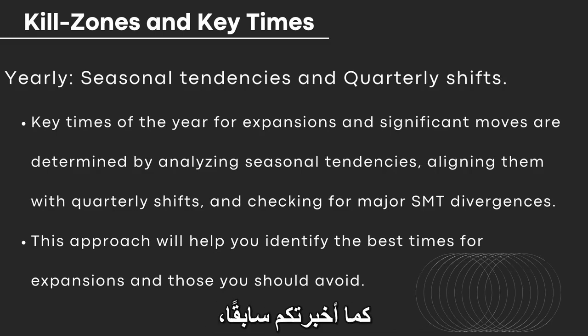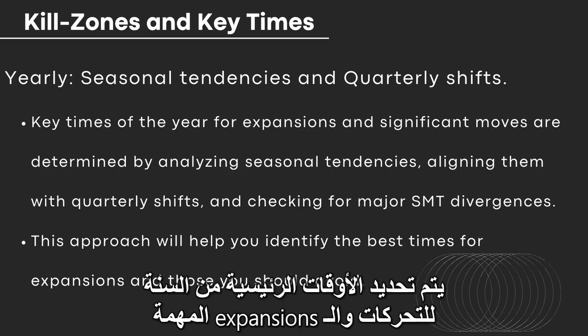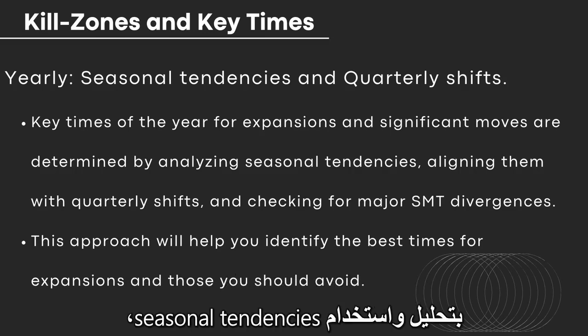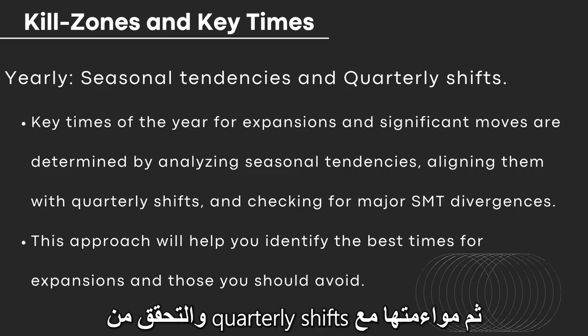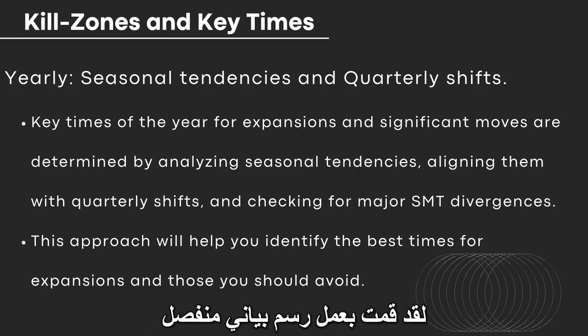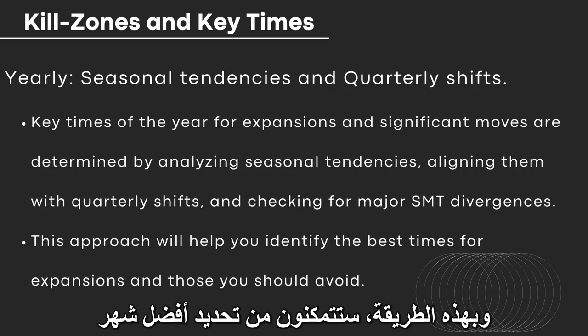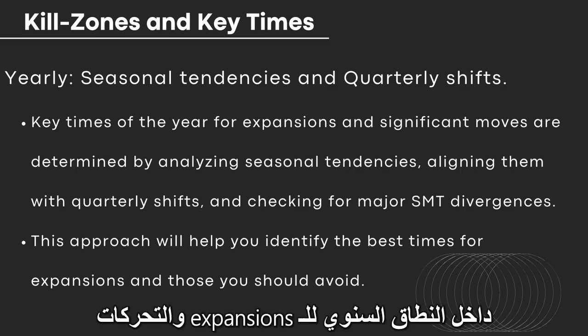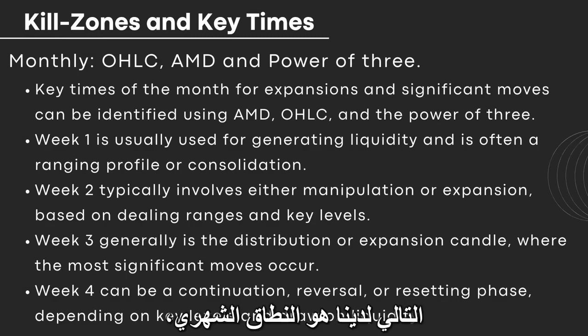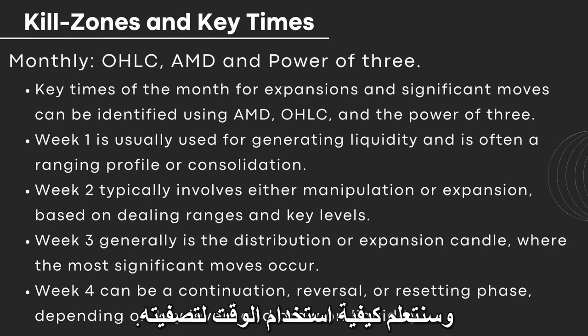So just like I told you earlier, for a yearly range, you're going to use concepts like seasonal tendencies and quarterly shifts. Key times of the year for significant moves and expansions are determined by analyzing and using seasonal tendencies, and then aligning them with quarterly shifts and checking for major SMT divergences, right? I've made a separate chapter on this process, so you should watch that for a better understanding of it. And with this approach, you'll be able to identify the best month inside the yearly range for expansions and significant moves.